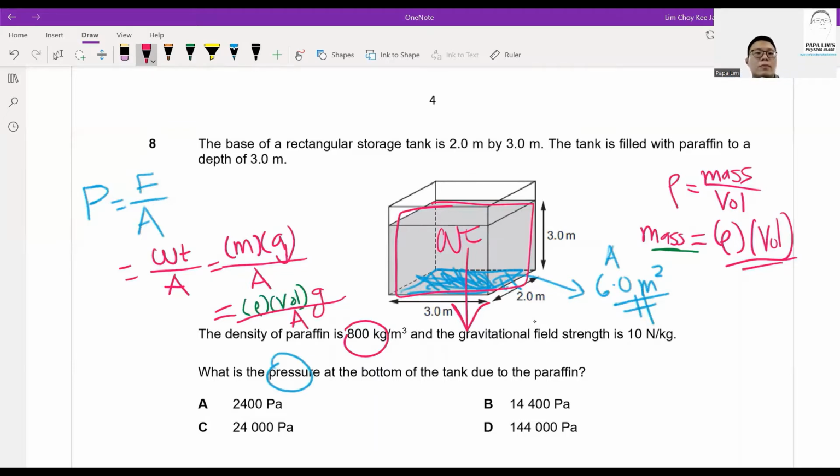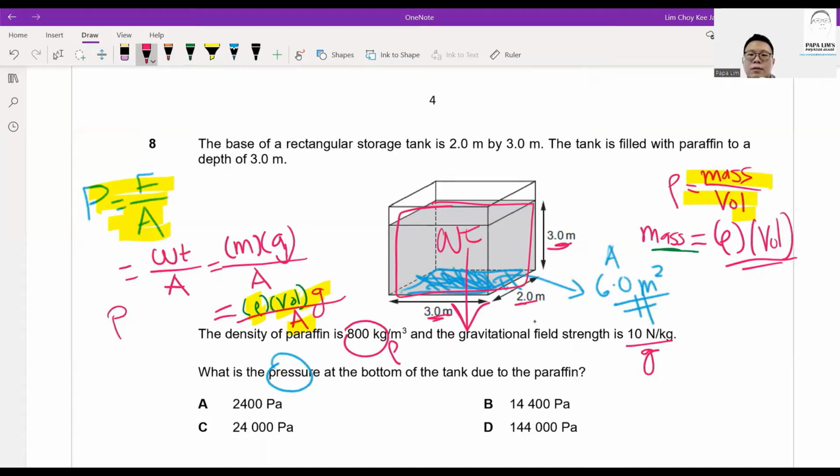Now your formula is a simple F over A, and because you substitute the density formula inside, you'll find that your pressure formula is equal to this: density multiplied by the volume times G divided by A. Gravitational field strength is given. This is your G. This is my density. Volume is definitely easy to find. Volume is 3 times 2 times 3.